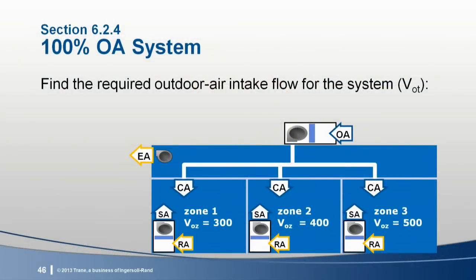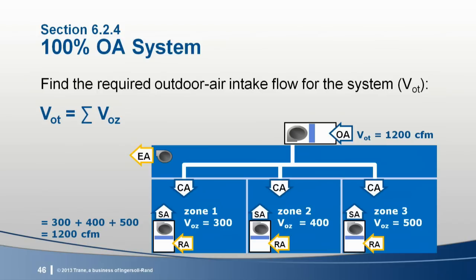Now let's move on to the 100% outdoor air system. For our example, we're assuming that a dedicated outdoor air unit delivers conditioned outdoor air directly to all three zones, and a fan coil in each zone provides heating or cooling. In this case, since the ventilation system delivers only outdoor air and no recirculated air, the required system intake flow, V sub OT, is simply the sum of the zone outdoor air flows. So for our example, the intake for this dedicated outdoor air unit needs to be 1200 CFM, or 300 plus 400 plus 500.